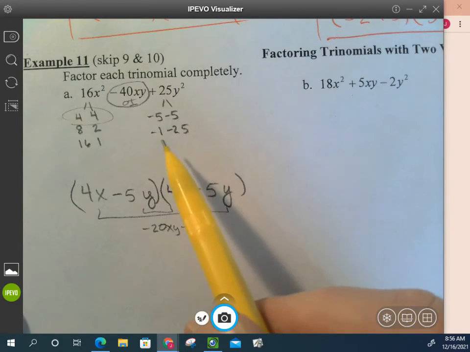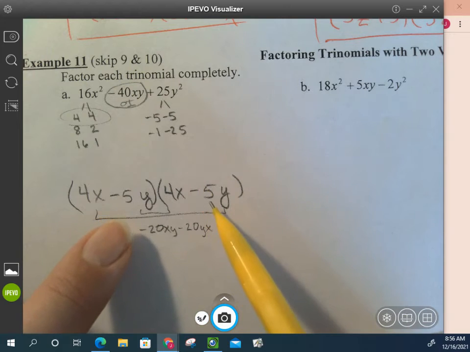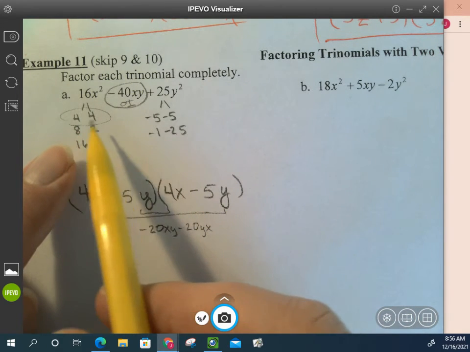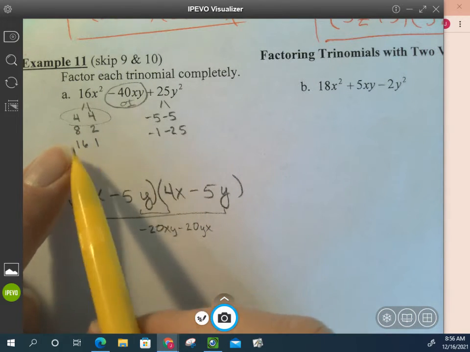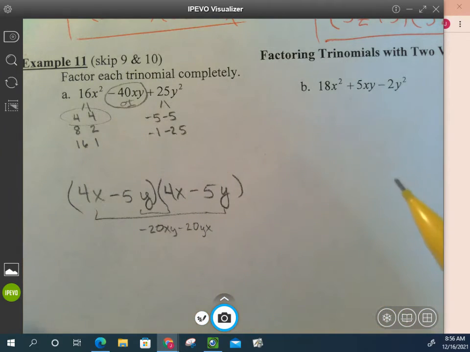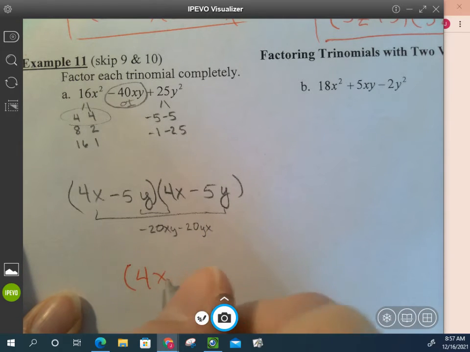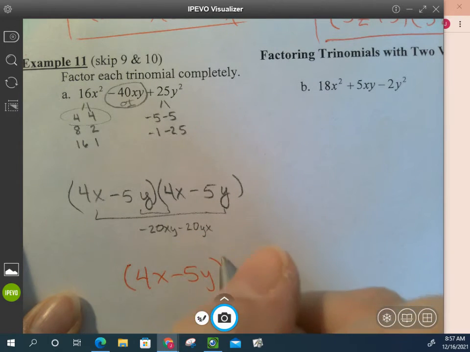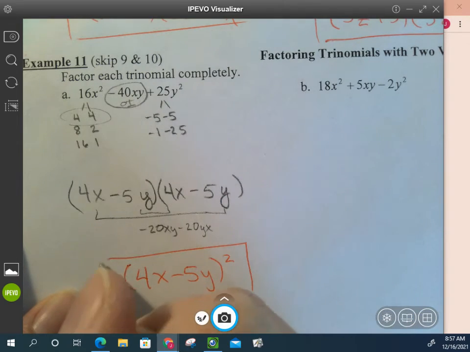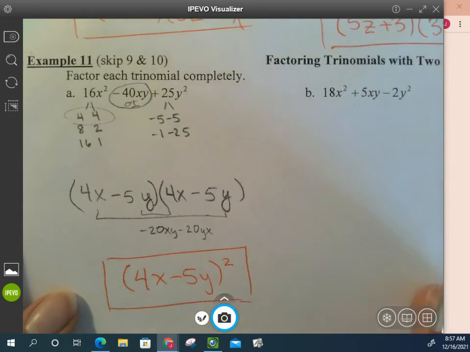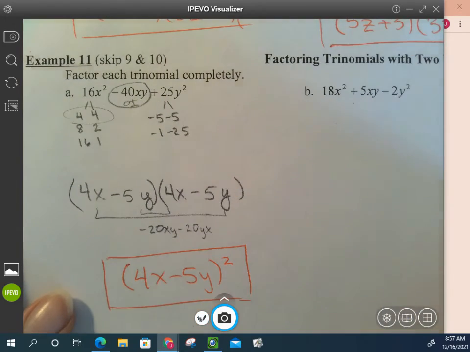If that didn't work, I would have jumped to trying the 1 and 25, and then I would have come back to the drawing board and tried again with 8 and 2, 16 and 1. So we could have been here trying this problem a lot. Now, we haven't done this yet, but we will. Do you see this is something times itself? So in this case, your final answer is 4x minus 5y quantity squared. This is called a perfect square, which is actually easier to factor, and we'll talk about recognizing those, but I want to throw that out there now.